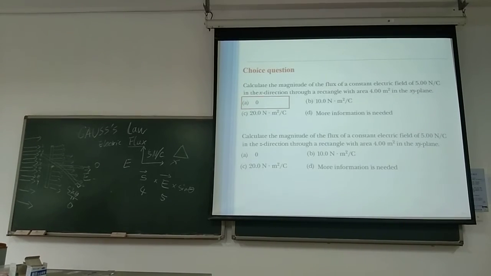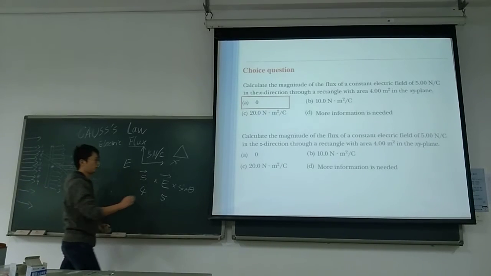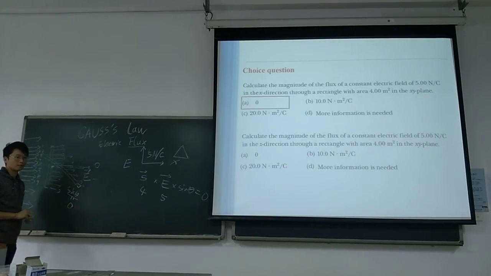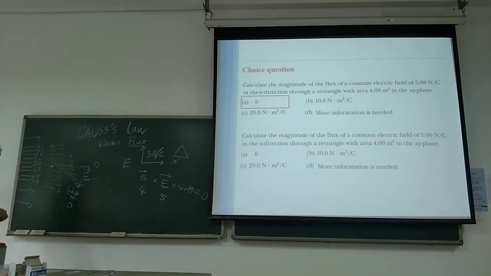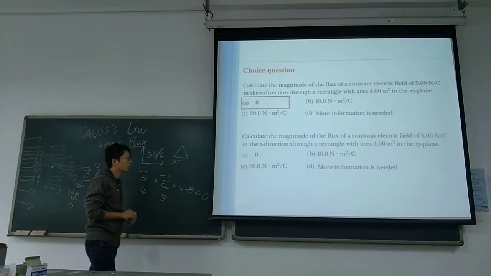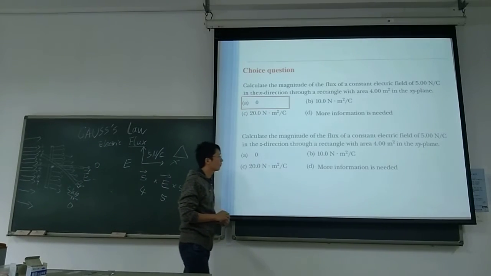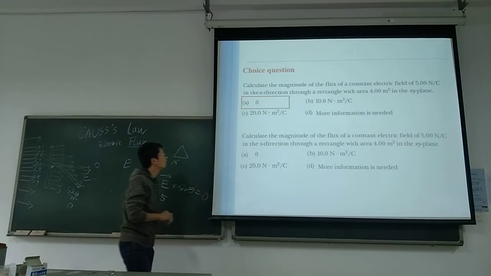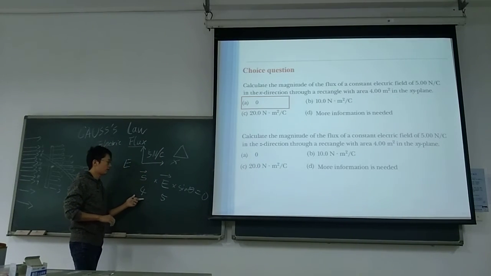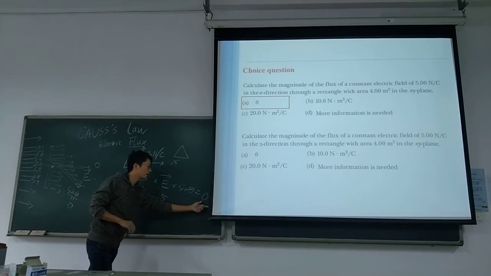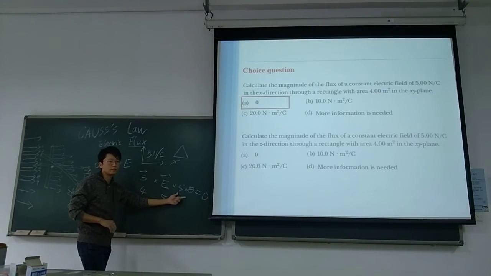A, 0. Yeah, it means maybe the object is parallel to the electric field. Not 0, not 0. And then the final answer is 0, which makes the sine theta 0.